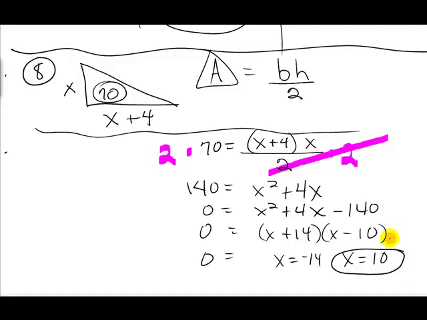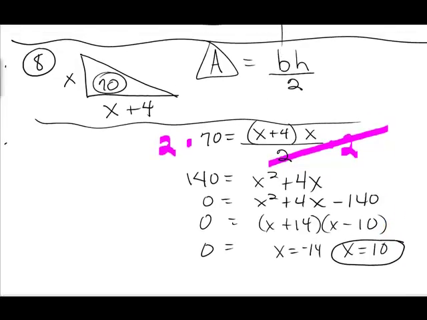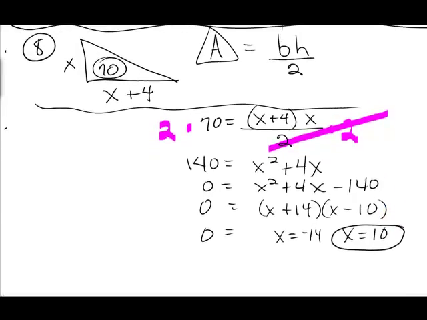Now x equals 10, but that doesn't answer my question. The question says find the length of the base, and they've already said it's this x plus 4. So the base equals 10 plus 4, which is 14. And let's go ahead and put our measurements. Centimeters. Now it's not squared because area is squared. We're just looking at the length, so just centimeters.